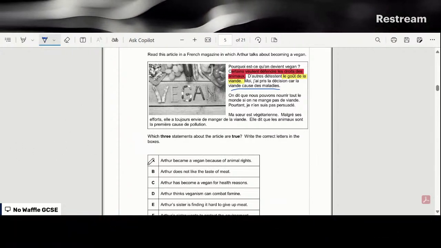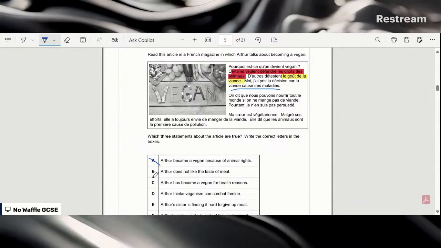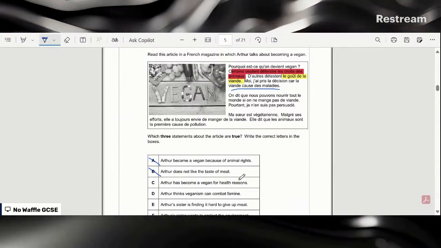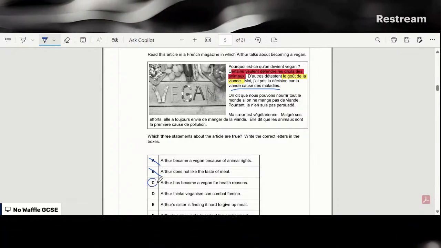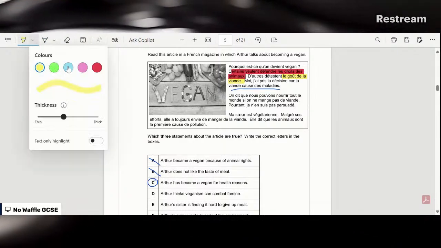Looking down. Arthur became a vegan because of animal rights. That's false because he actually became it because of the diseases. Arthur does not like the taste of meat. Not necessarily told that yet. Arthur has become a vegan for health reasons. That is true. Now let's continue on.